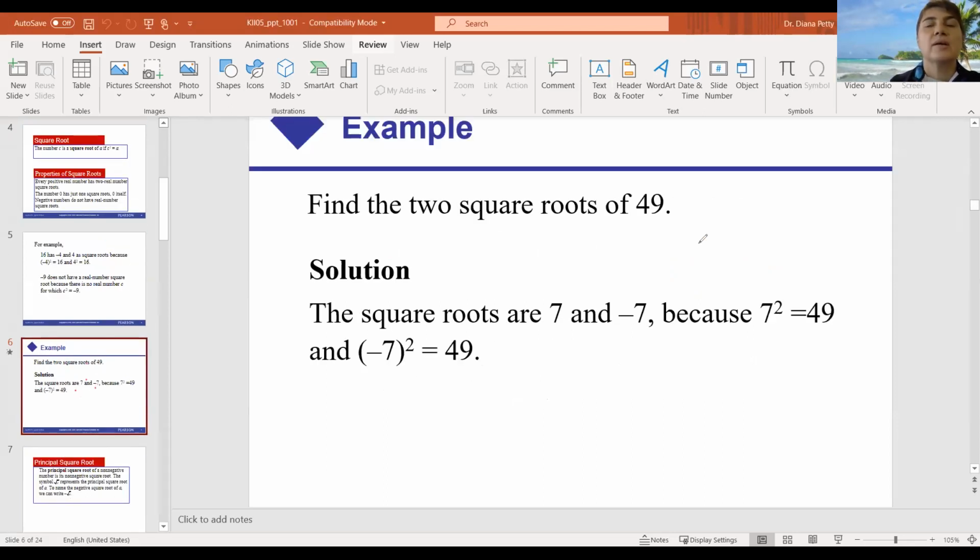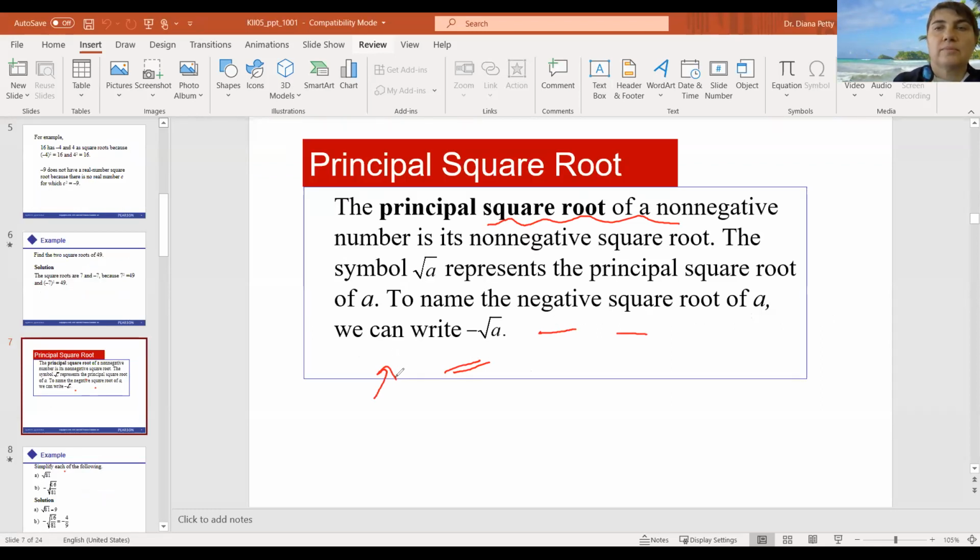I'll explain what happens with the plus and minus. For example, if it says find the 2 square roots of 49, you think, okay, which 2? If this says 2 square roots, one is 7 and the other is minus 7, because 49 can be made as minus 7 times minus 7 or 7 times 7. But this is if they say find the 2 square roots. There is something called the principal square root, the main one, so the principal square root would be just 7 in that case.